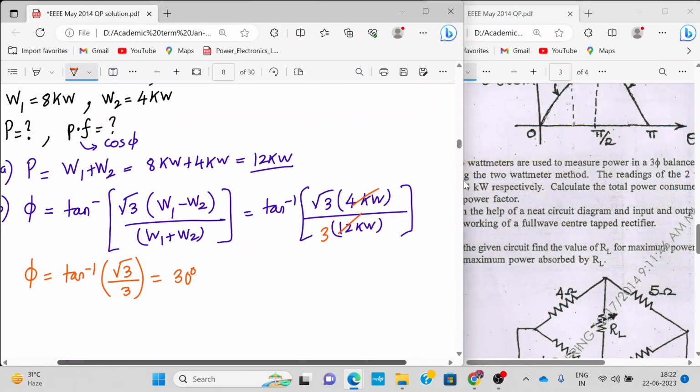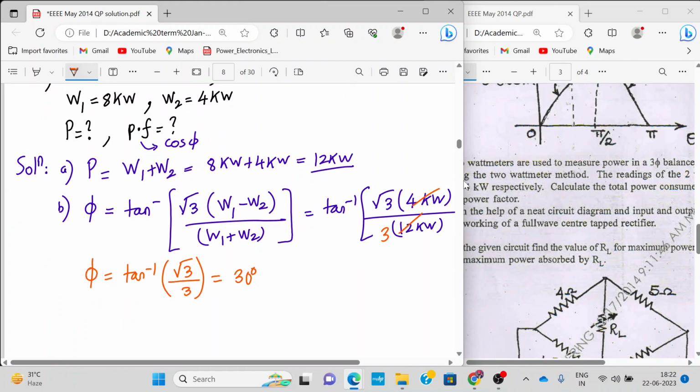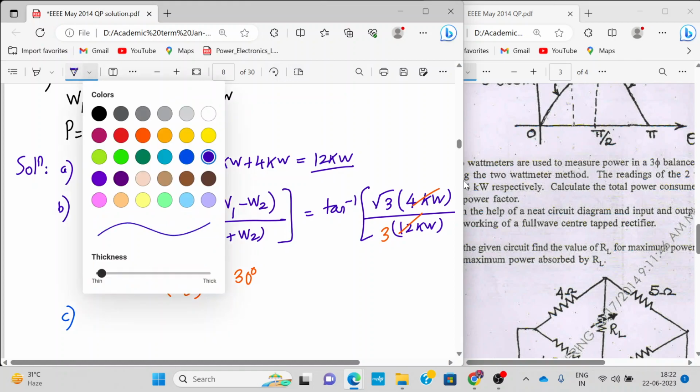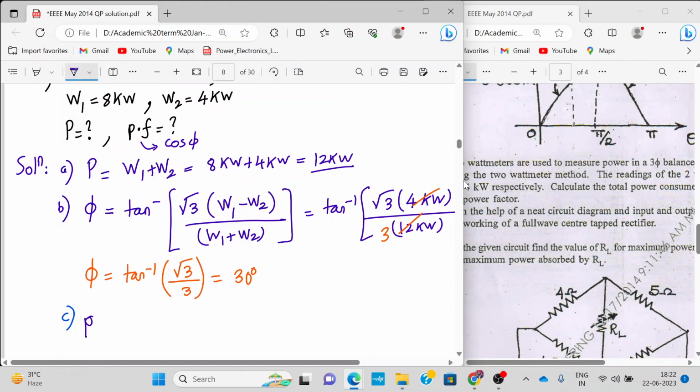30 degree. And then the next step, you see the length of the numerical and the amount of marks given to it. Power factor is cos phi, cos of 30 degree, which is 0.866 lagging, because the angle is positive. If the angle is negative, it will be leading.